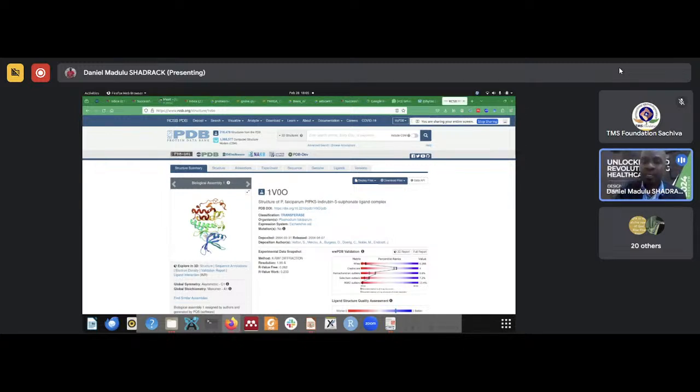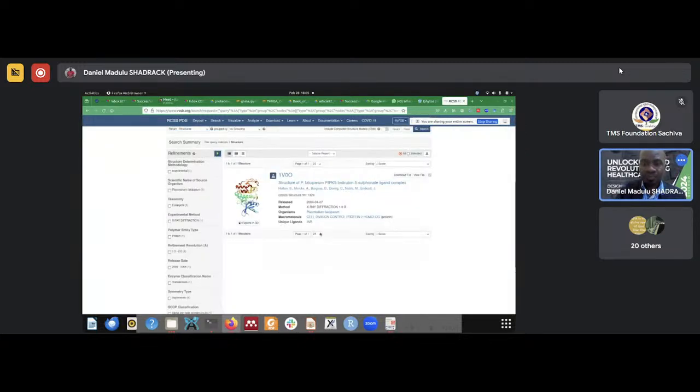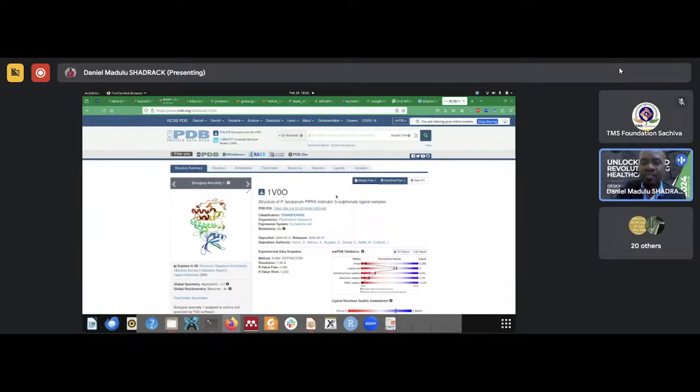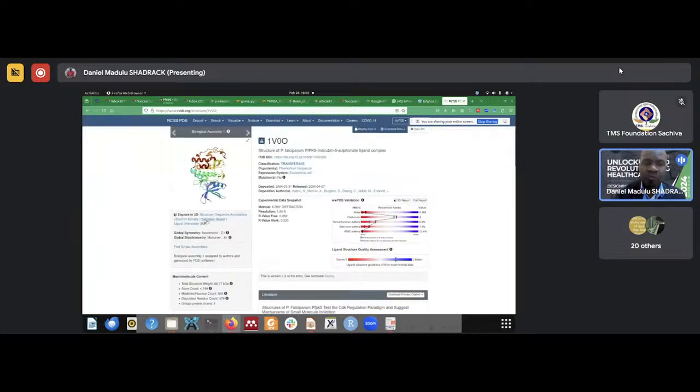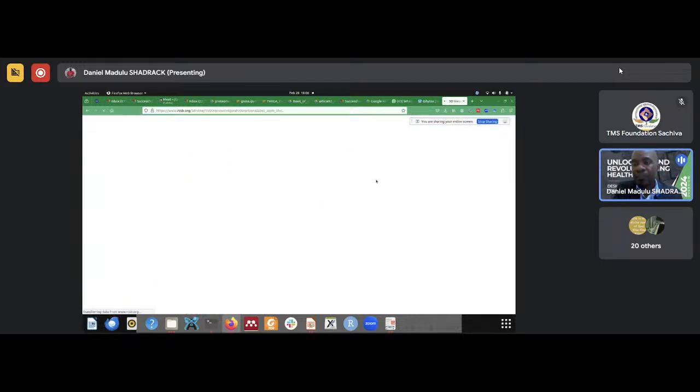Suppose that I want to download my protein, which normally has a code. Let's say my protein code is 1B00. If I put it here and search, it brings it up. I can click it, and it gives me many options. Here at the left, I can explore the structure, the sequence annotation, the electron density, the validation report, and the ligand interaction. You will see that there is a ligand bound to the protein.